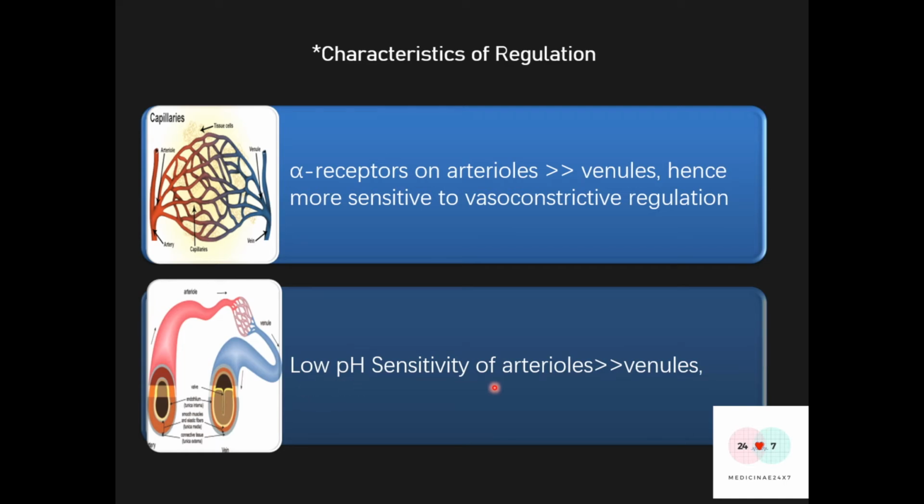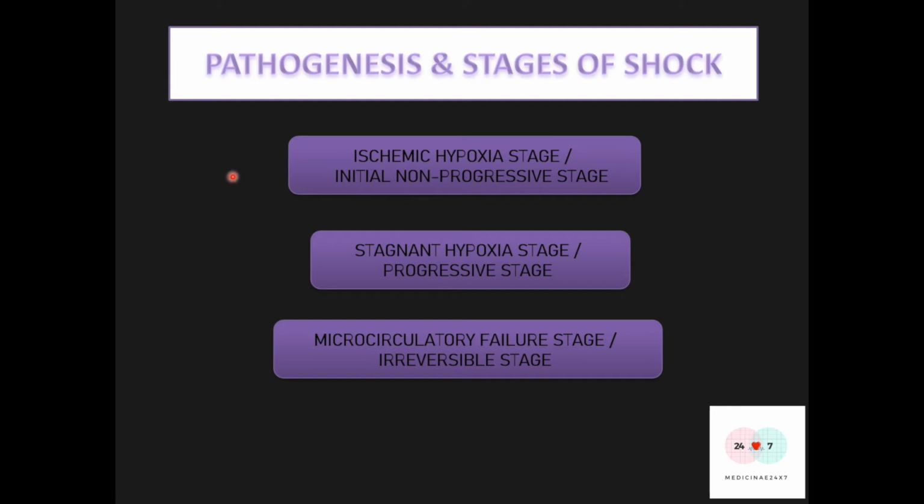Low pH sensitivity of the arterioles is also greater than venules. Arterioles can sense a smaller change in blood pH much more prominently than venules. Now let's discuss the pathogenesis and stages of shock.